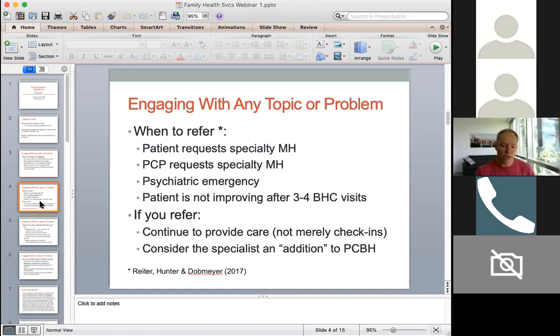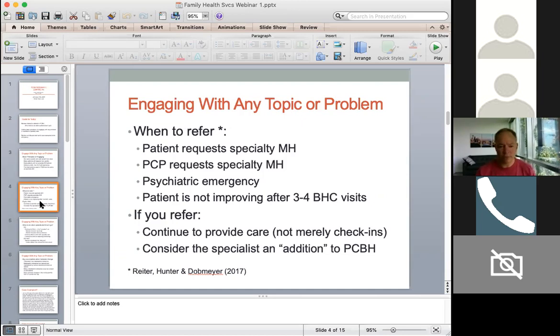So when do we refer? About a year and a half ago, I wrote an article along with Chris Hunter and Bob Meyer, a couple of the PCBH folks, and as part of this article, we consulted with about 25 of the top PCBH experts around the country on various topics related to PCBH. And one of those topics was, what do the experts say about when should we refer patients in this model? Okay, and here's what we came up with. So that's the asterisk here on this slide, referring you to that article, which if you need a copy of it, I can pass it along to you.